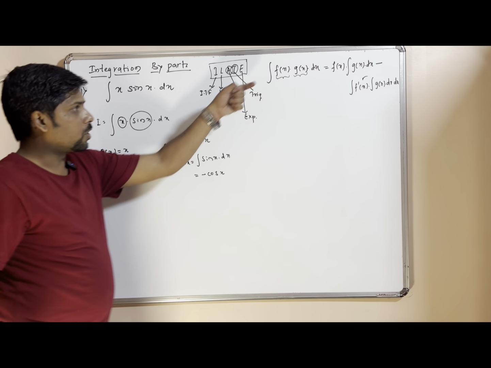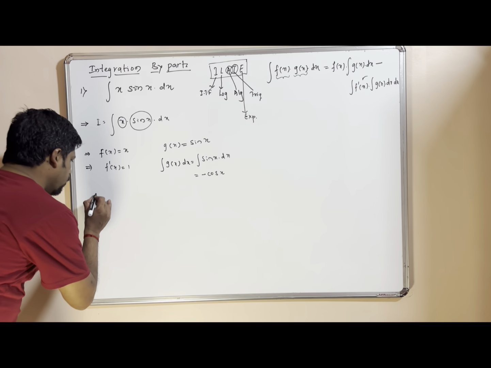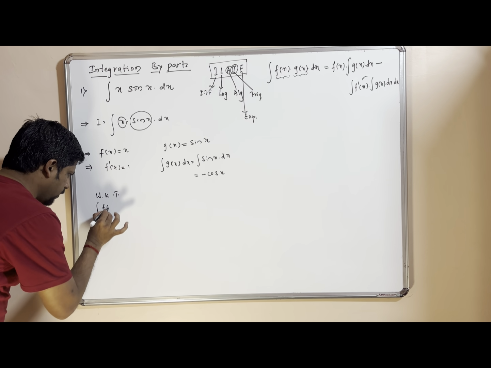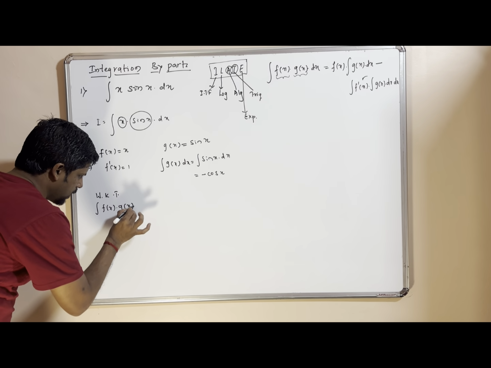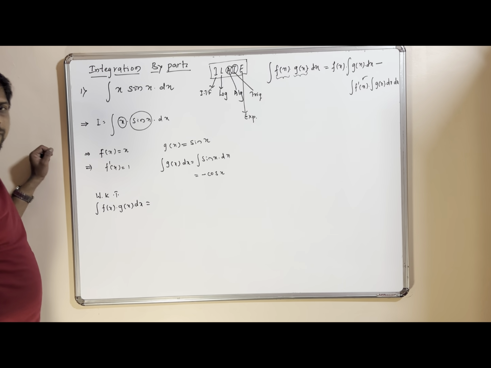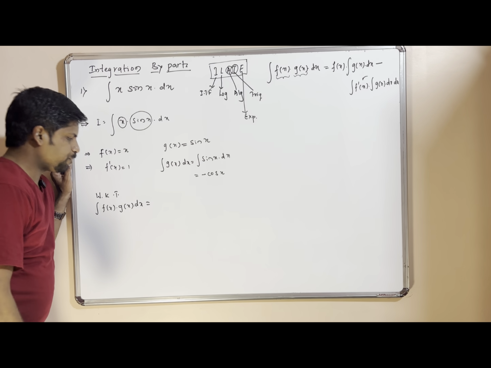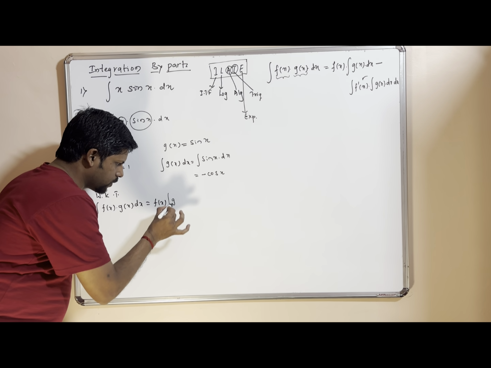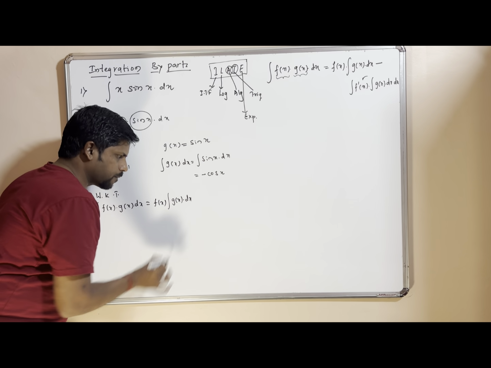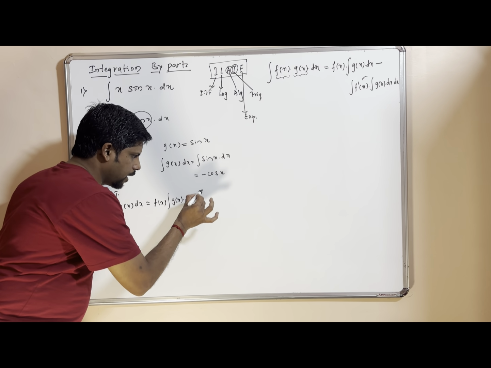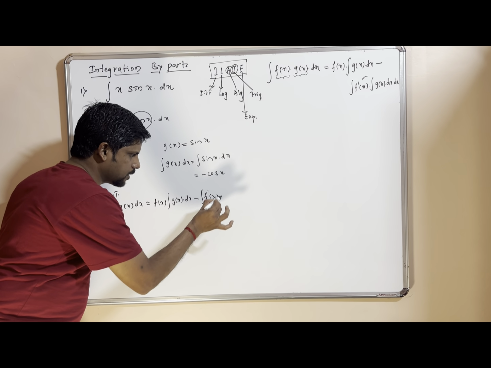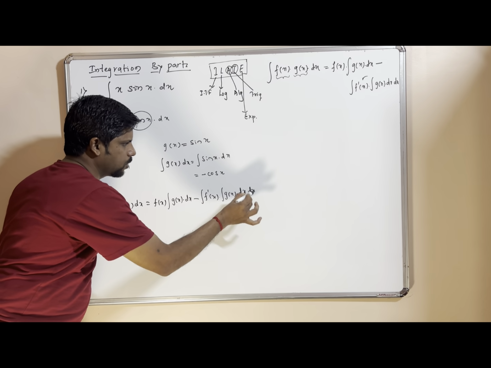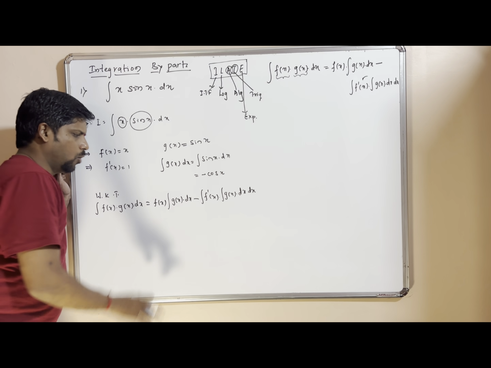Now substitute in this formula. We know the formula for integration of f of x into g of x into dx. Every time practice this formula, right? Keep f of x constant, so integration of g of x into dx, minus integration of f dash of x into integration of g of x into dx, right? How to remember this formula?